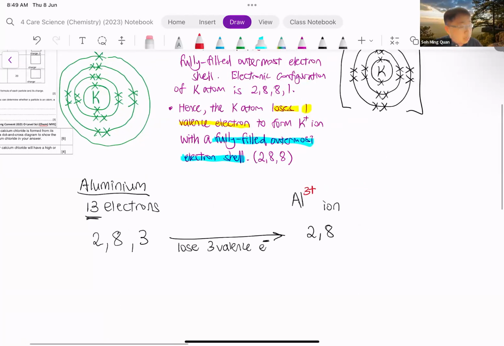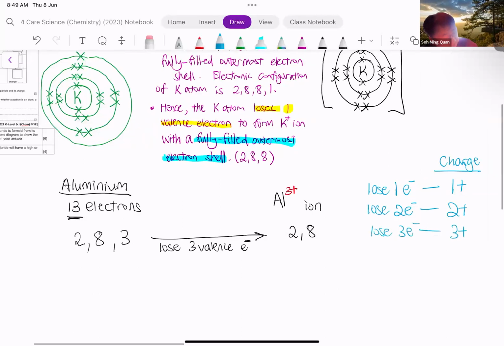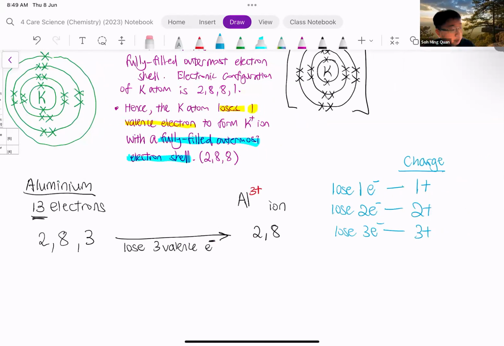So let's quickly jot this down. If you lose 1 valence electron, it's 1 plus charge. Lose 2, 2 plus. Lose 3, 3 plus. And we can even relate this to the group. We already know group 1 has 1 valence electron. So all the group 1 elements, lithium, sodium, potassium, they all form 1 plus ions.